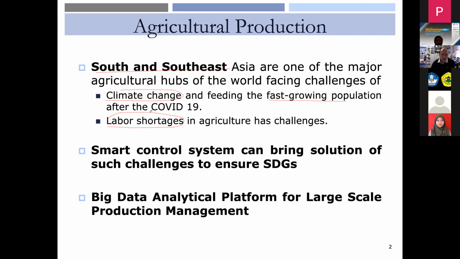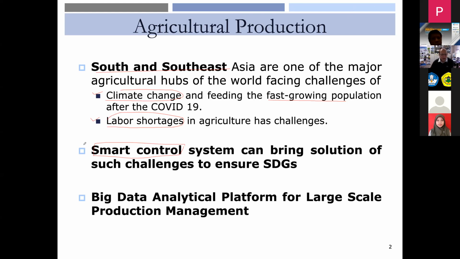And what can we do about these sorts of challenges? What smart automation can we use over time? So a couple of things we look at as we go ahead. One of the points is what we call smart control systems. As some of our colleagues already mentioned, Dr. Ali also mentioned some of the smart control systems and how to bring a solution to such challenges. One challenge is the climate change issues, another challenge is labor shortages. And definitely that is linked with the sustainable development goals.